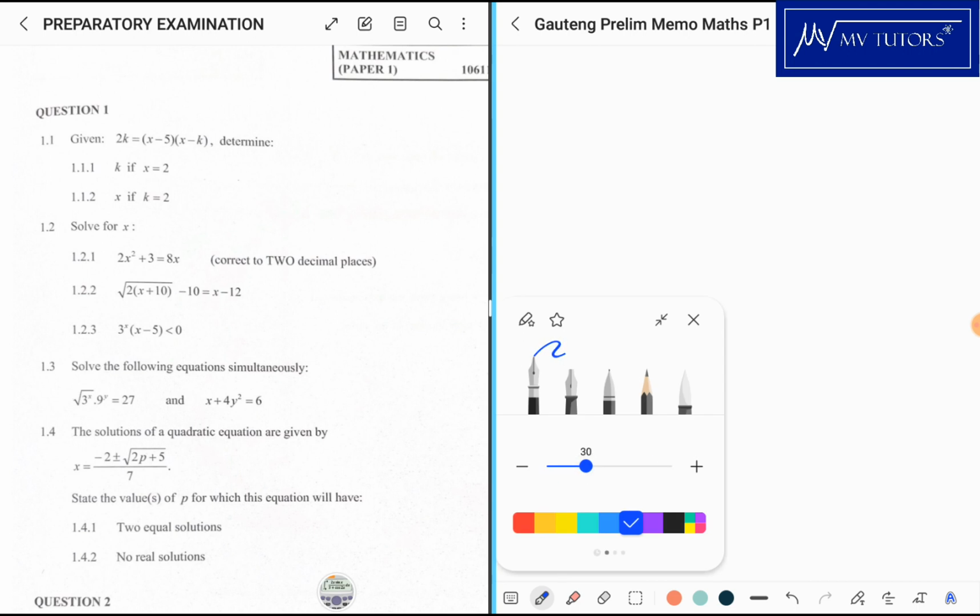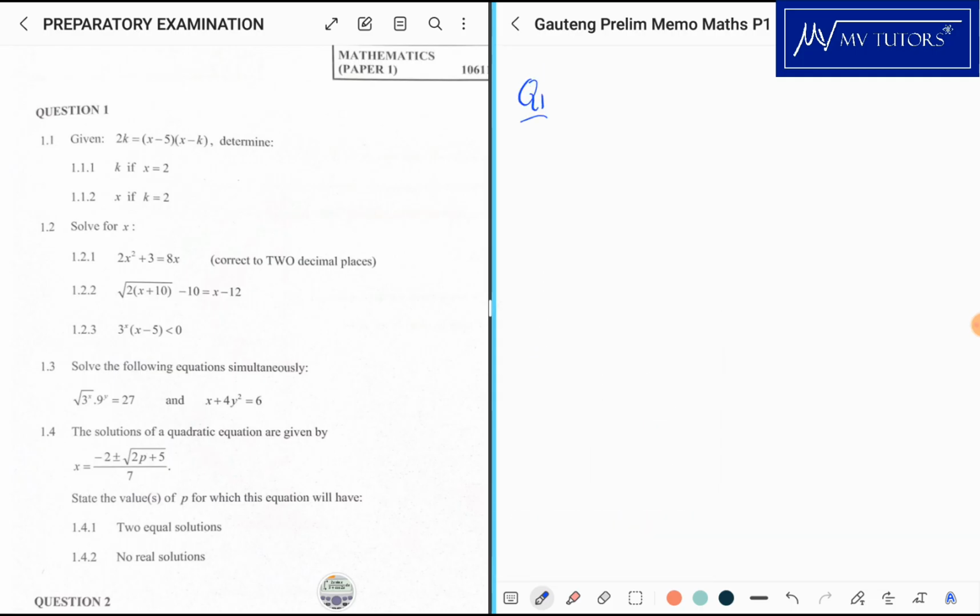All right. Okay, so question 1.1 to be specific. Given that 2k is equal to x minus 5 multiplied by x minus k. Okay, so this time they're doing things a little bit different. All right, let's see what they want. So determine k if x is equal to 2.